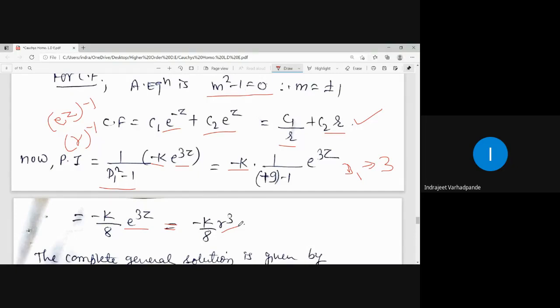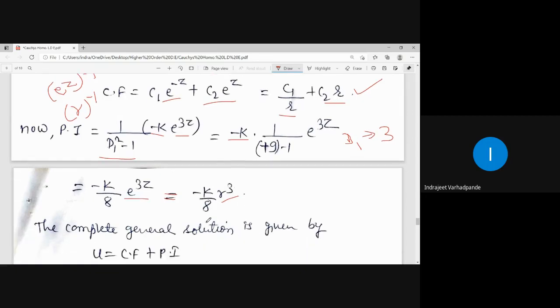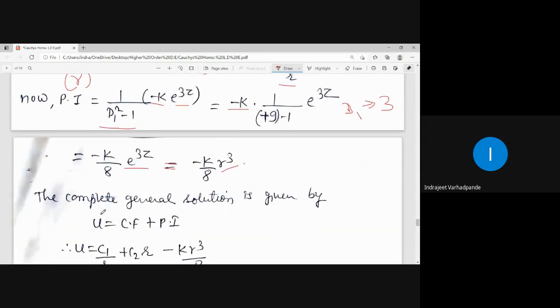The complete general solution is y is equal to CF plus PI. Is this the right way of writing down the answer? How do we write down the final answer? U is equal to CF plus PI. Why? Because the dependent variable here in the example is u. So we write down the answer as u is equal to CF plus PI. The complete general solution is given by u is equal to CF plus PI.